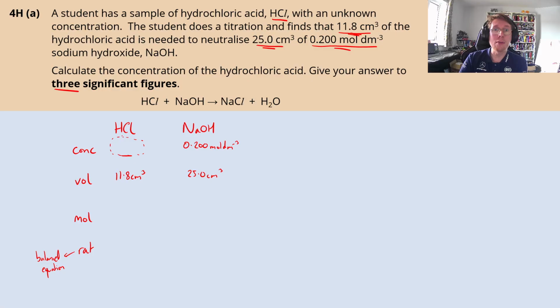Now, if you haven't already looked at question 3 on this resource, I'd recommend you do so because that talks through concentration and you do need to know how to calculate concentrations in order to do this question. So concentration, if it's given in this unit here, moles per decimeter cubed, can be calculated by doing the number of moles divided by the volume. Now you'll notice in the right hand column of my table under NaOH, we've got concentration, we've got volume, but we don't know how many moles we have. That's what we want to figure out.